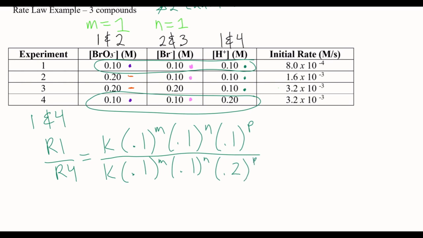Okay, and then we're going to cancel out things that are the same. So K is the same, M is the same, and N is the same. So we're just left with that P. So it's 0.1 divided by 0.2, so that's just going to be 1/2 again.